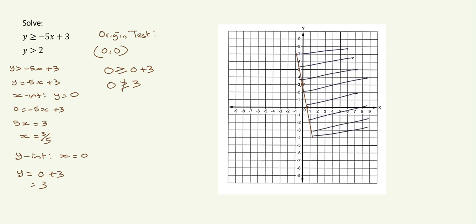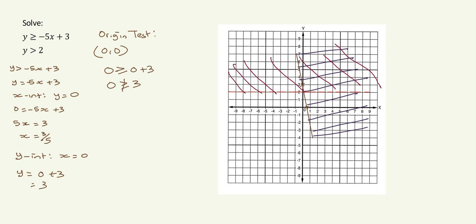The next thing we have is y is greater than 2. So let's look at y. Because it's greater than, we're going to make it a broken line. And then the next thing we're going to do is shade the part of the graph that is above 2, because it's greater than 2. So we're going to shade the part of the graph that is above 2. So we'll look right here. This is the part of the graph that is above 2.